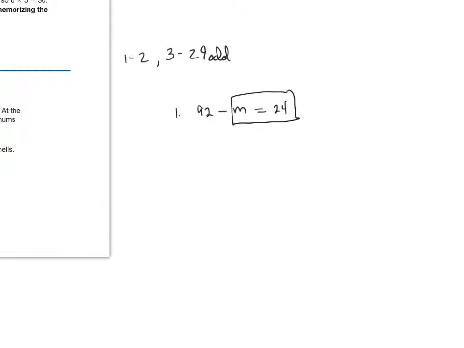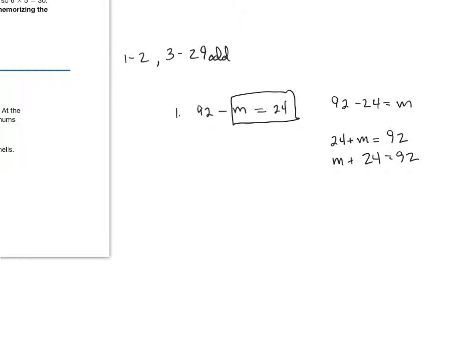Here's what it could look like. It could be 92 minus m equals 24. It could also be 92 minus 24 equals m. And if I did the addition facts, it would be 24 plus m equals 92, and m plus 24 equals 92. Should work that way. All right, so there's 4 different facts.